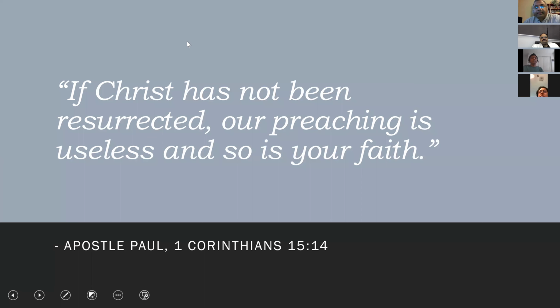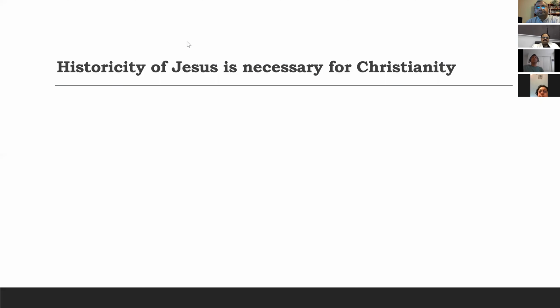This is a quote from the Bible, from the New Testament, by the Apostle Paul in 1 Corinthians 15:14. If Christ has not been resurrected, our preaching is useless, and so is your faith. Here the Apostle Paul is addressing the earliest Christians in the state of Corinth. He is telling them that Jesus was resurrected, and it's a truth claim. And if it is not true, then my preaching to you is useless, and you don't have to believe in Christianity one bit. So in other words, the historicity of Jesus is necessary for Christianity.